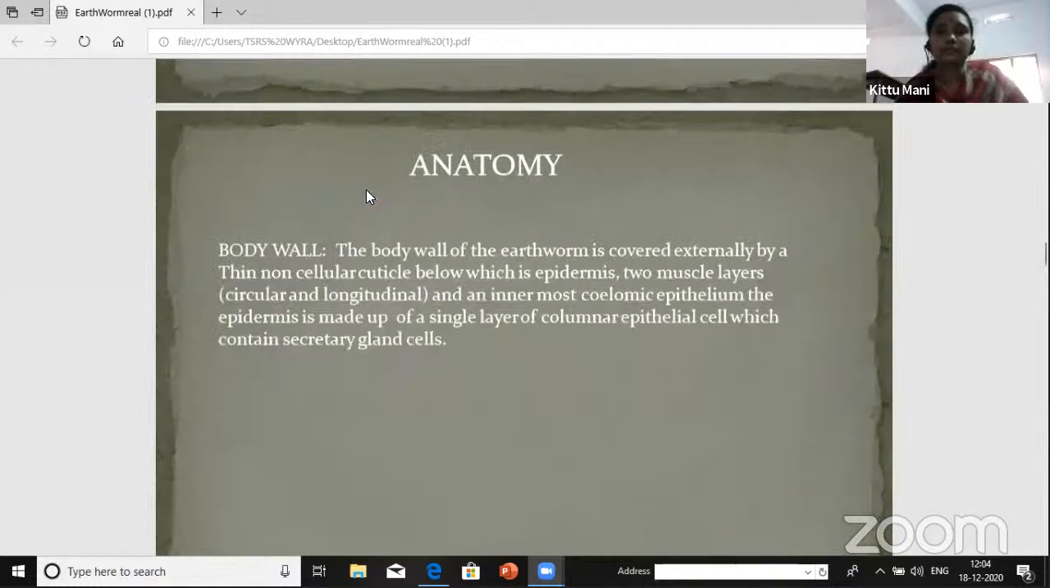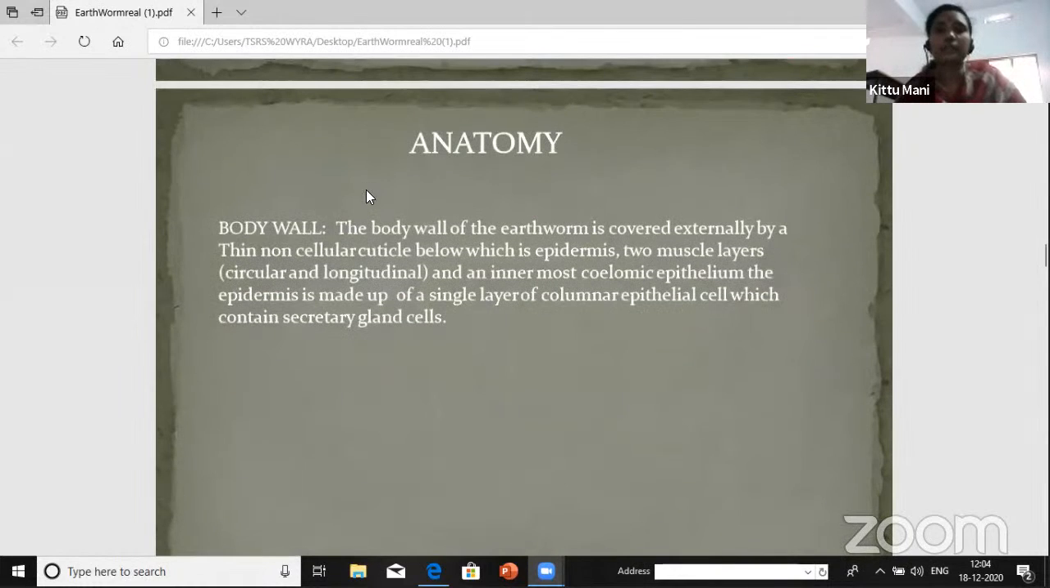Next, the anatomy of the earthworm. Here, the body wall, which we discussed in the previous class. In the body wall, we observe three layers. The body wall of the earthworm is covered externally by a thin non-cellular cuticle, below which is the epidermis. How many layers? Three layers.